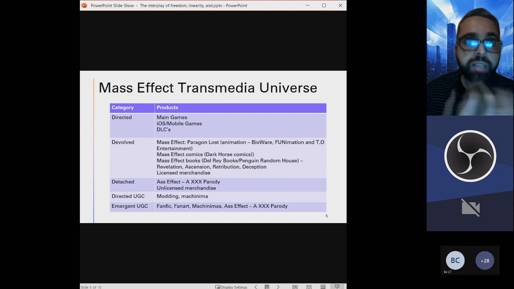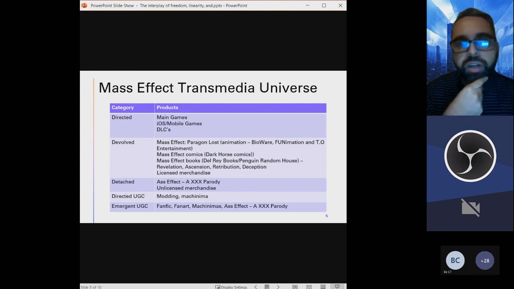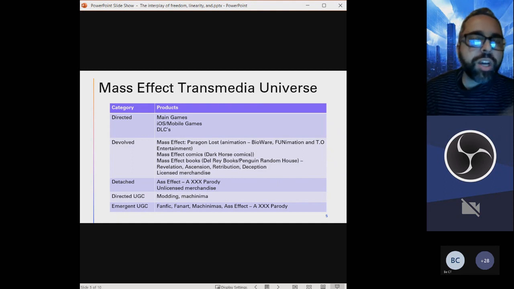And emergent user-generated content is everything that's generated by fans, right? Fanfic, fan art, machinimas, but also, as a fact, the triple X parody, which I like to classify as both detached and emergent UGC, because at the same time that you can see it was created by someone who's a big fan of the franchise, it's also made by a professional pornographic video company.